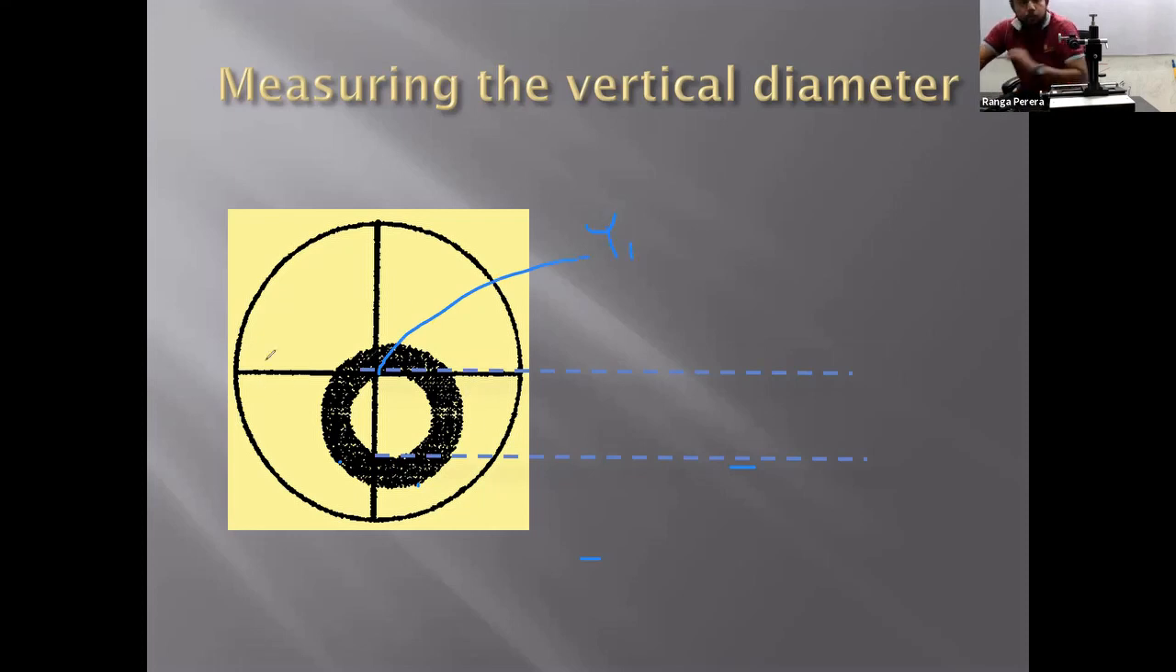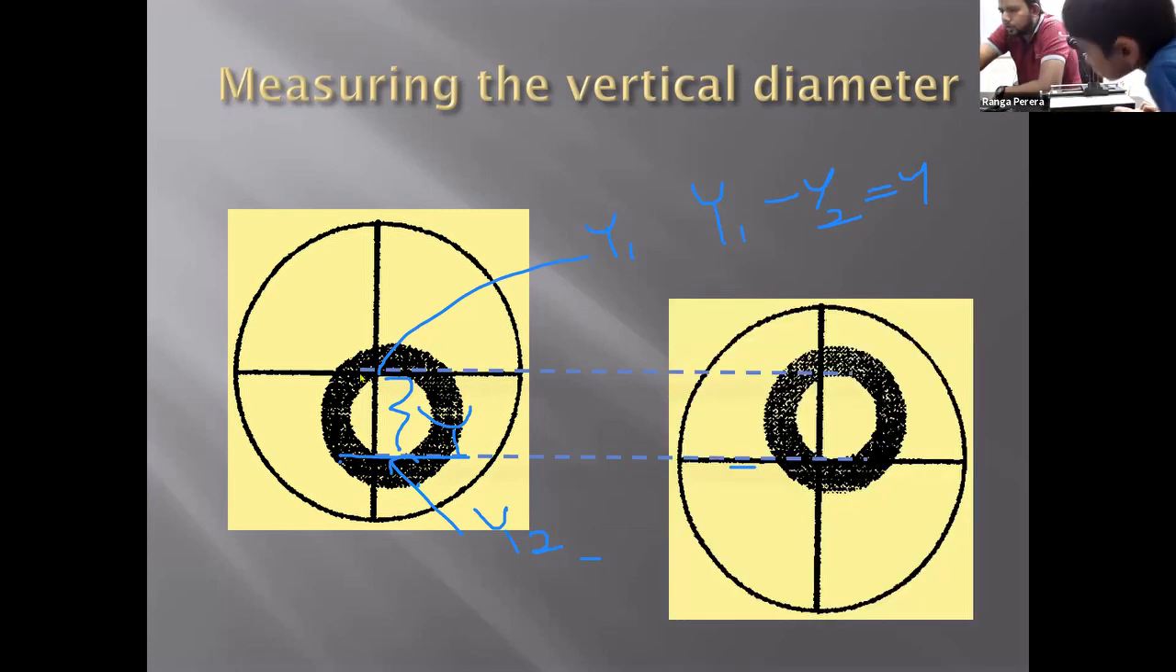After that, you should take this system down. You can do that by the slow motion knob. Take it down until the horizontal crosswire exactly comes to this location. The amount that you are moving the traveling microscope is the answer, the difference between those two locations. Let's say it is Y2. So you have Y1 minus Y2 as the answer for Y. It is the vertical diameter of the capillary tube.